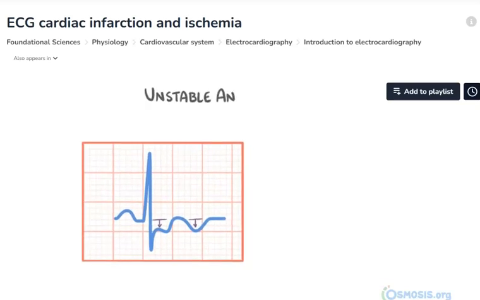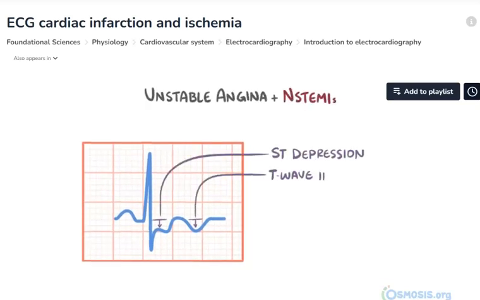On ECG, both unstable angina and n-STEMIs might show ST depression as well as T-wave inversions. The difference is that with n-STEMIs, cardiac enzyme levels in the blood are elevated, whereas with unstable angina, the damage resolves in a short time window, so there's no cardiomyocyte death, and therefore no elevated cardiac enzymes.